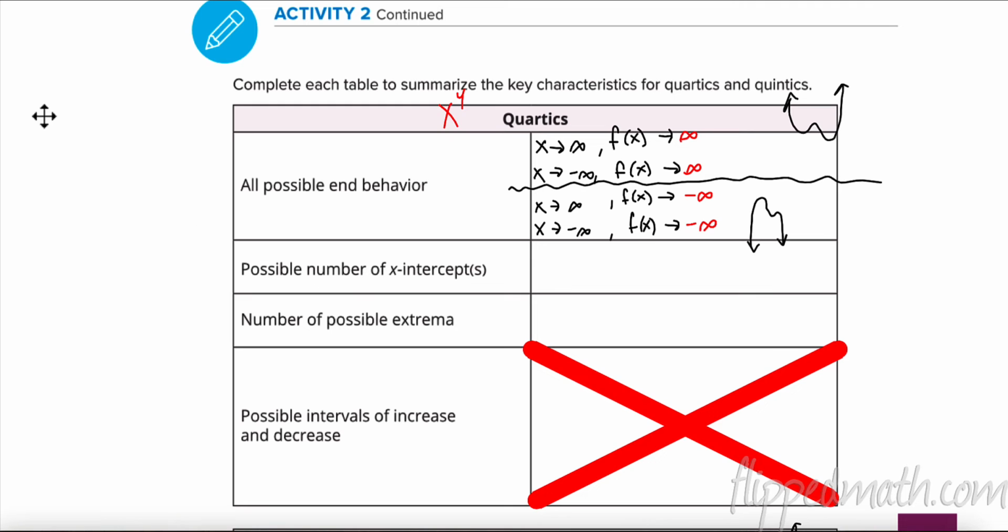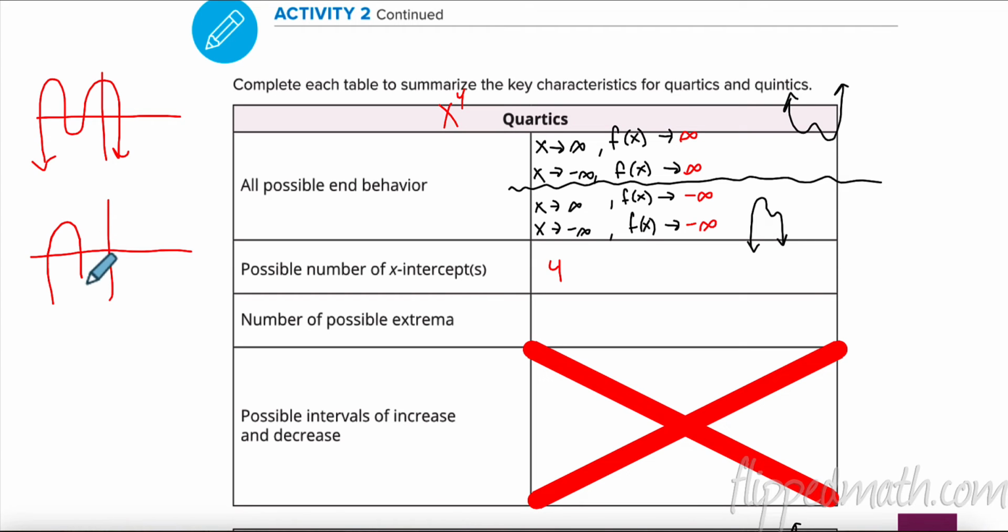Possible number of x-intercepts. Let's take a look over here. So I could have 1, 2, 3, 4, right? And how many extrema? 3 extrema, that's right. So I could have 4. Let's see, can I have 3? 1, 2, multiplicity of 2. So that's 3, right? 1, 2, 3, but that would be a multiplicity of 2. All right, so I could have 3.